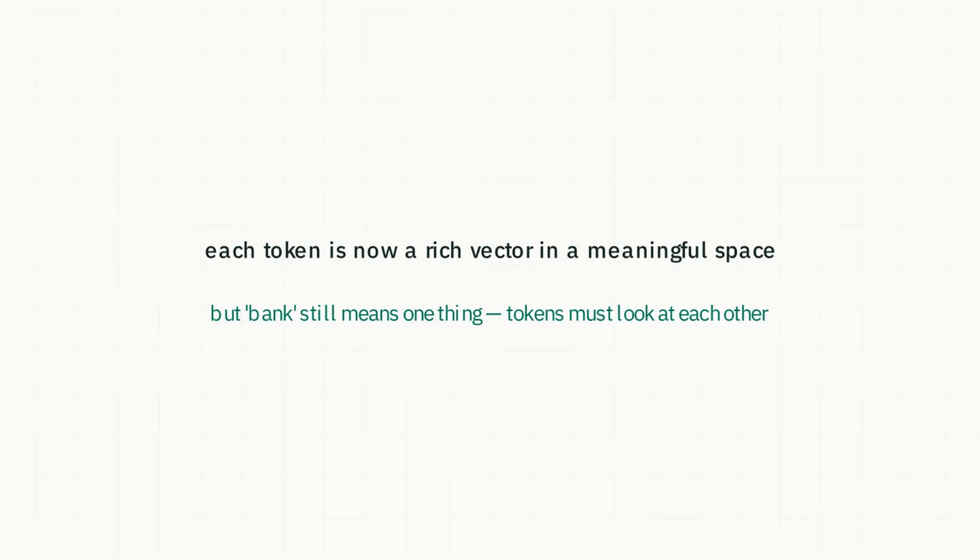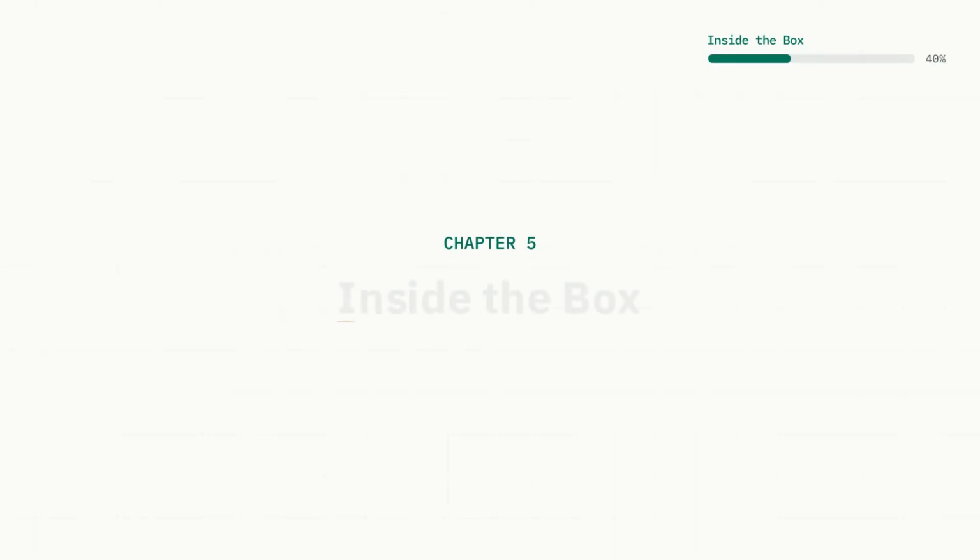We've turned dead labels into living meaning, but so far, each token's meaning stands alone. The word bank looks the same whether we're talking about a river or about money. To resolve that, the model has to let tokens look at each other and share context, and that happens inside the machine itself. Chapter 5, Inside the Box.